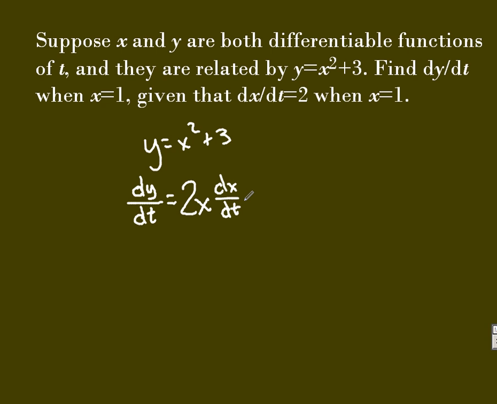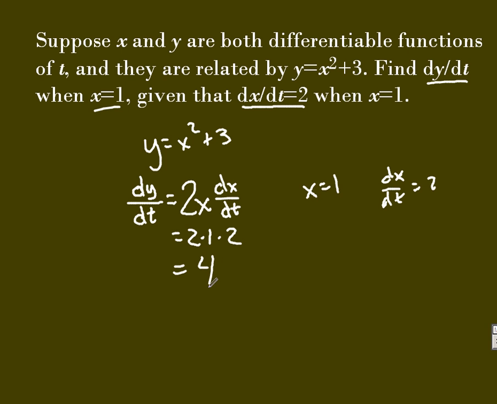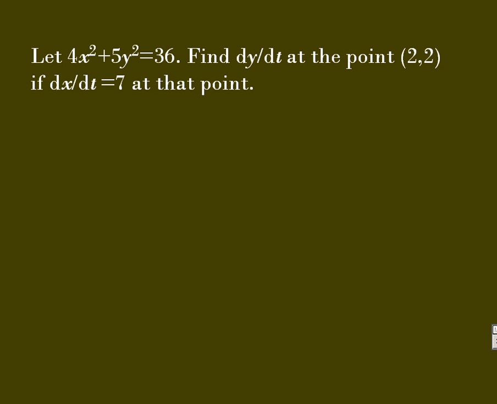What they want us to do is find what dy dt is, but at a certain point. So in this case, when x equals 1. So we're going to plug in that x equals 1, and also that at this point, dx dt equals 2. So all we're going to do is just plug in those values. So 2 times 1 times 2, which means at this point, dy dt is equal to 4. That's the way you do these. You do the derivative and then just plug in what you know.